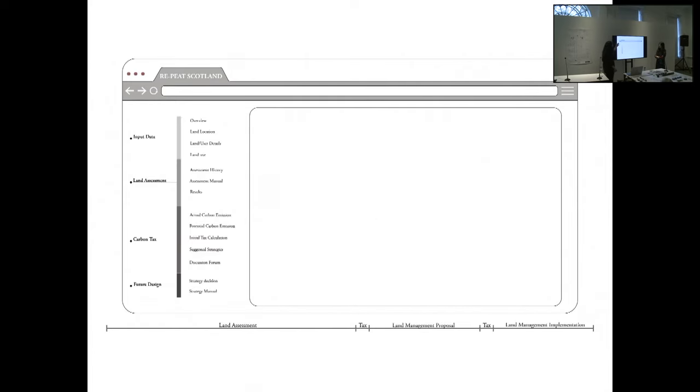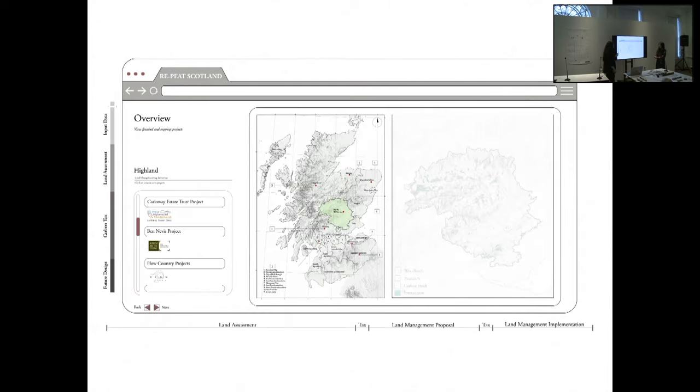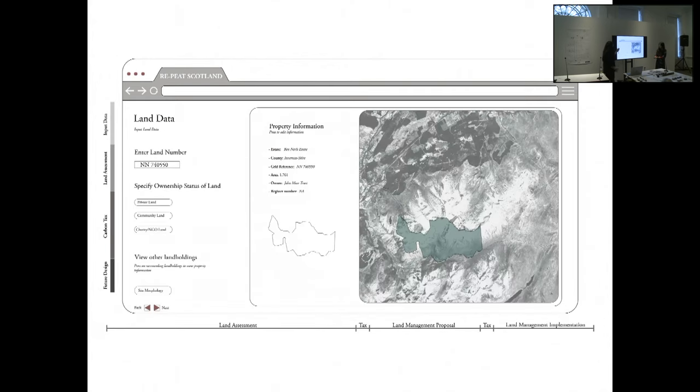The platform has a structure of inputting land data, land assessment, carbon tax calculation, and future design. It starts with an overview page where the user can toggle through existing, ongoing, and complete projects in Scotland and engage with community members. Next, they are required to enter their land number and property information with CHOP. They should also specify the ownership, and the aim of this feature is to collect data regarding land ownership in Scotland to create a map that would be public and accessible for all.